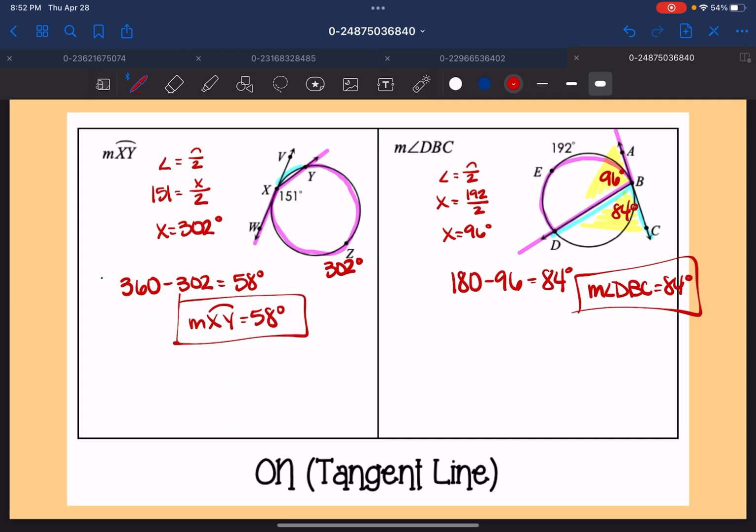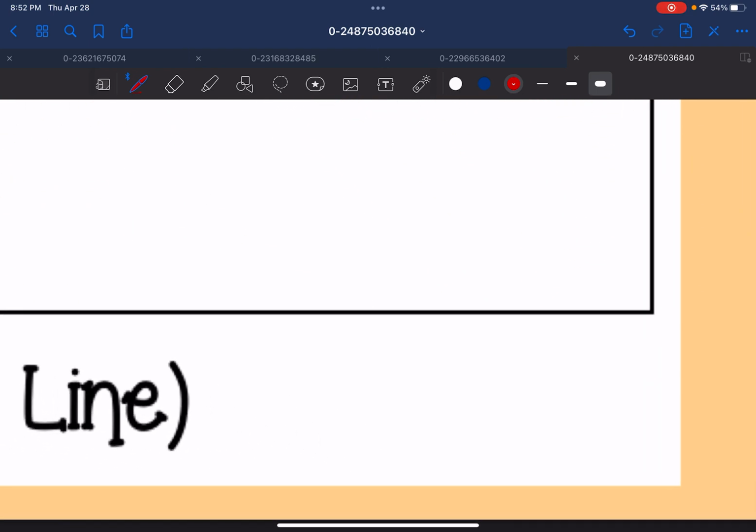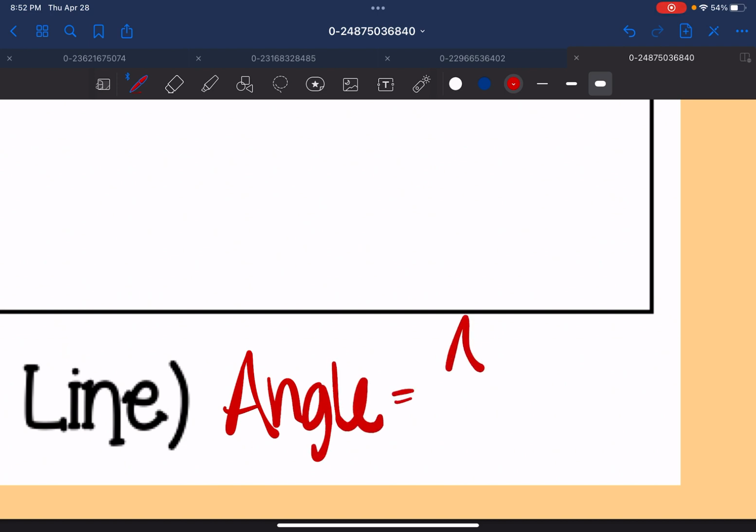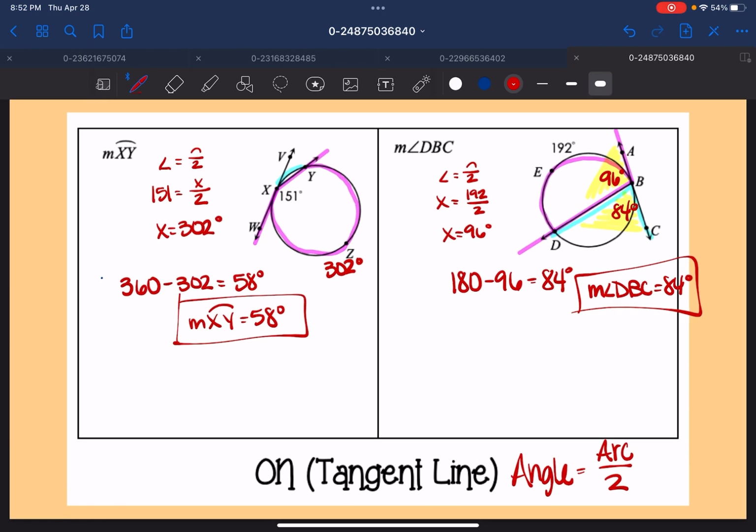The last thing I want you to do is take our formula, angle equals arc divided by 2, and put that formula there. And so your focus today is, are you working with a central angle or are you working with an inscribed angle? And use your formulas based on that.